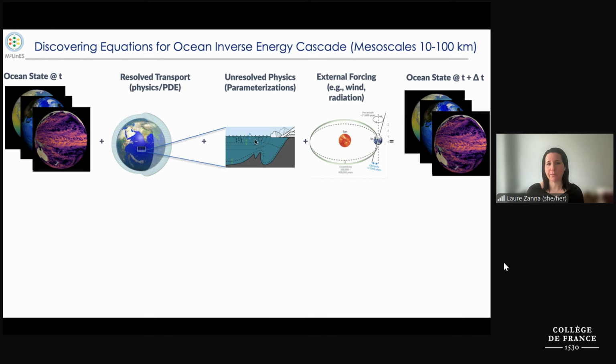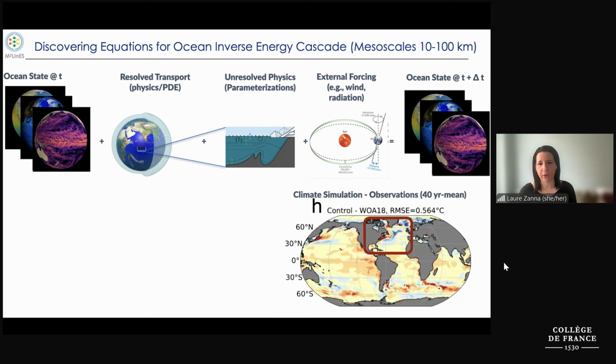Then we're going to add a term that comes from the parameterization. So all the unresolved scale. Usually there is some forcing. So for the ocean, it's going to be, say, wind forcing, heat fluxes at the surface. And then it's going to give me the ocean state at the next time step. So again, I'm kind of abstracting it. Many of you are familiar with numerical integration, but just in a cartoonish way, it's going to tell you how simulation works. And so, of course, this part here in the middle, right? So the parameterization is a big challenge for us.